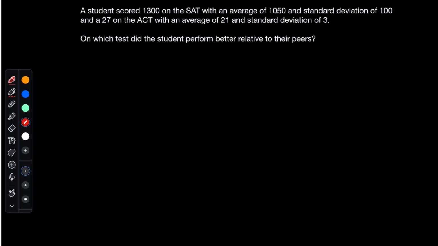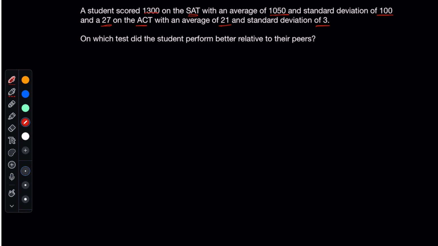A student scored a 1300 on the SAT with an average of 1050 and a standard deviation of 100. They also scored a 27 on the ACT with an average of 21 and a standard deviation of 3. Based off what we just did, I suggest that you stop here and go try it for yourself and then compare it with my answers when you come back.